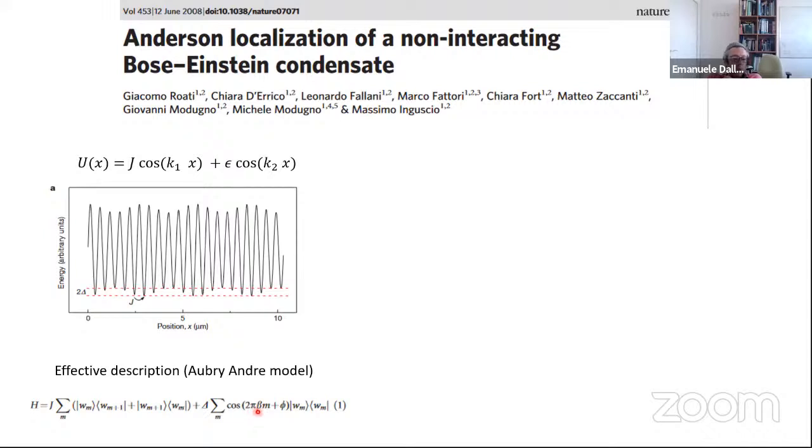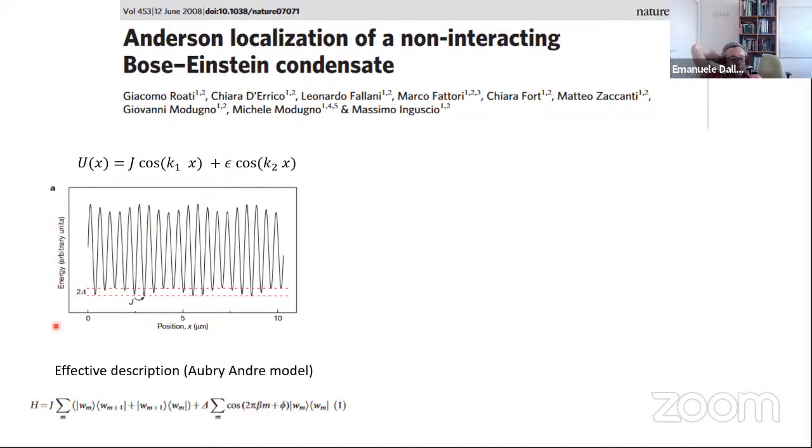Now, if beta was 1, then actually all the sites would be the same. If beta was 1/2, then you would have a sort of up-down situation. But when beta is incommensurate, and beta is really the ratio between K2 and K1, then it is almost a random function. Taking a cosine of some incommensurate number, it's almost a random function.